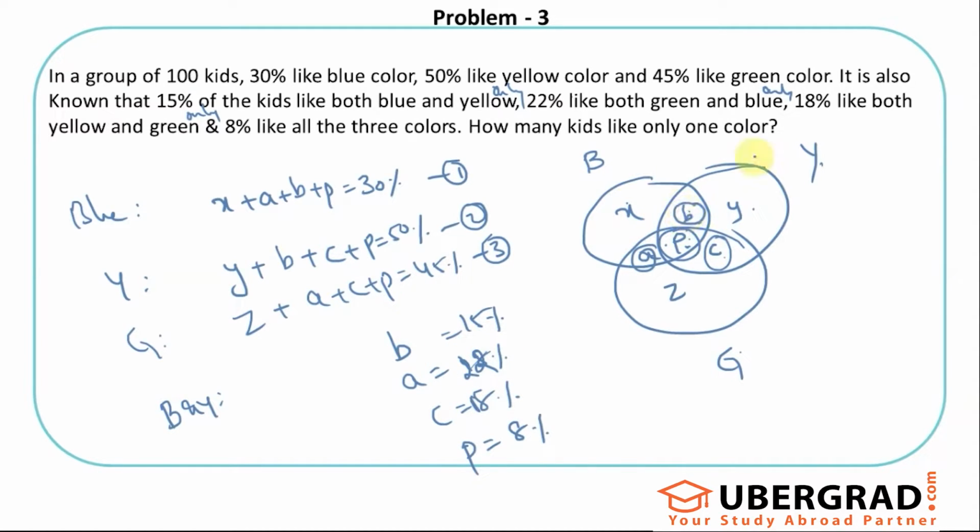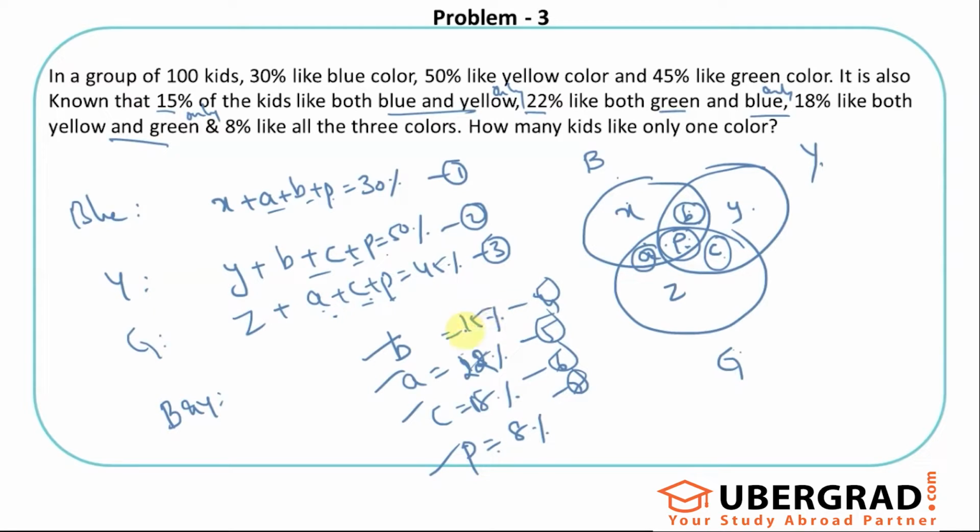B is people who like both blue and yellow. Blue and yellow is liked by 15%. 22% like both green and blue. Green and blue is A, that is 22, and C is 18% who like both yellow and green, and 8% like all three colors. So they gave us B, A, C, P. So I can substitute here A, C, P, B, C, P, A, B, P to get X, Y, and Z. I know all the values, as I said, 7 equations, 7 variables. That's good enough for me to answer it.